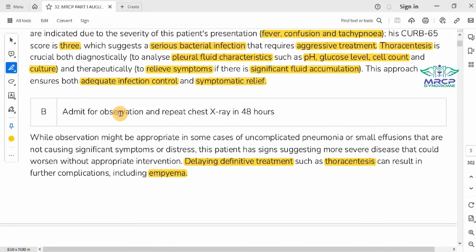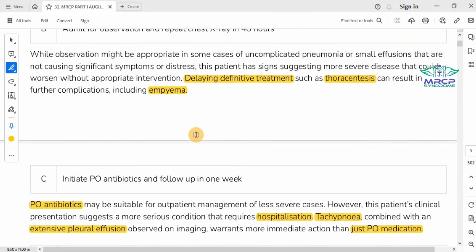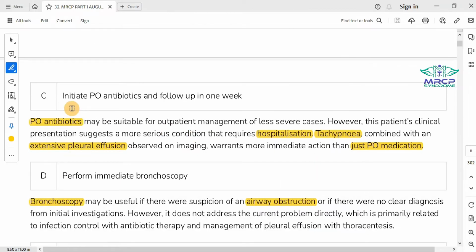And regarding admission for observation and repeat chest X-ray for 48 hours, delaying the definitive treatment such as thoracentesis can result in further complications, including empyema. And regarding initiating oral antibiotics and follow-up in 1 week, the score is 3, pointing towards severe community-acquired pneumonia, and you need to go for the IV antibiotics.